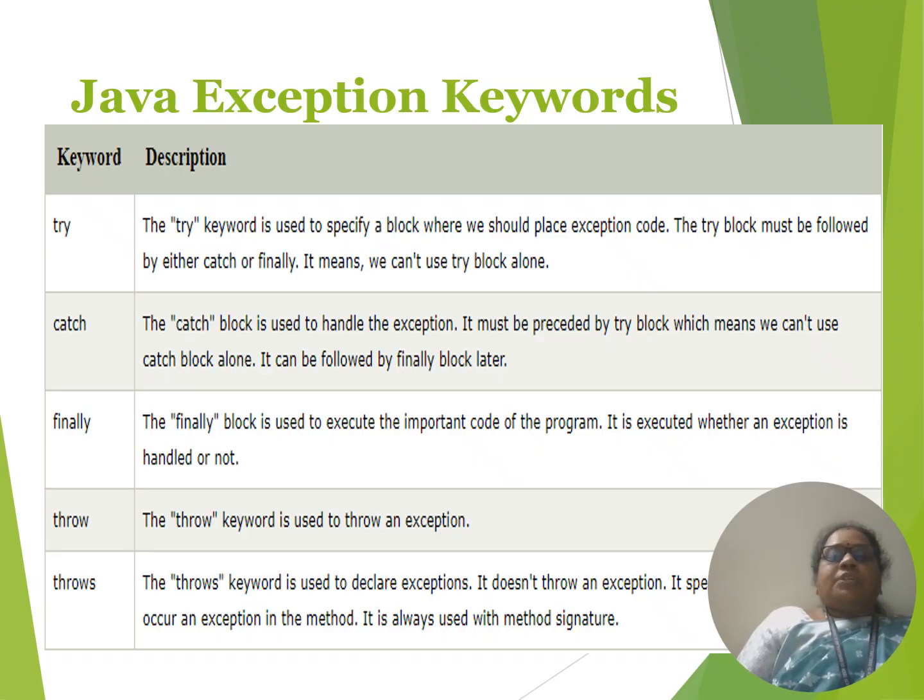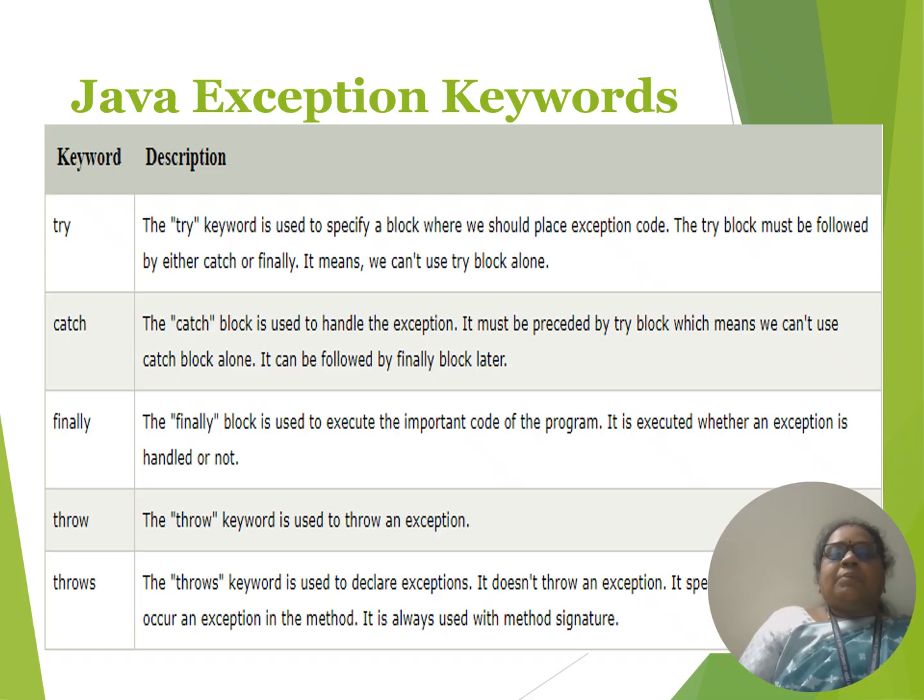So, Java exception keywords are try, catch, finally, throws. The try keyword is used to specify a block where we should place exception code. When we are trying to handle some checked exception, then the try statement will be used. The try block must be followed by either catch or finally. So we cannot use the try block alone.